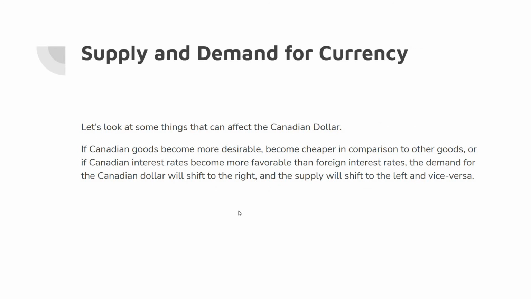Now, let's look at supply and demand for currency, and let's use the Canadian dollar as an example. If Canadian goods become more desirable, people are going to want to buy more Canadian goods. If Canadian goods become cheaper in comparison to other goods, people are going to want to buy more Canadian goods. Or, if Canadian interest rates become more favorable than foreign interest rates, this is going to attract more investors because they're going to be able to get a better return on their money. So, all of these things will cause the demand of the Canadian dollar to shift to the right and the supply to shift to the left, and vice versa.